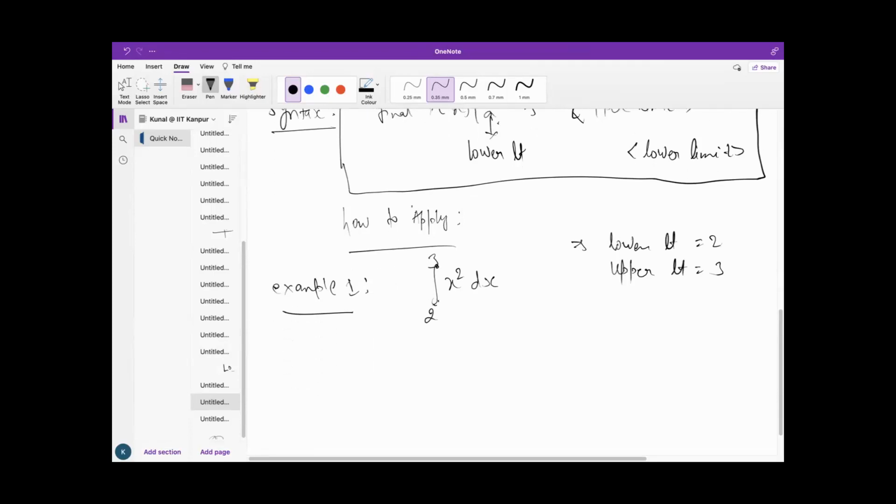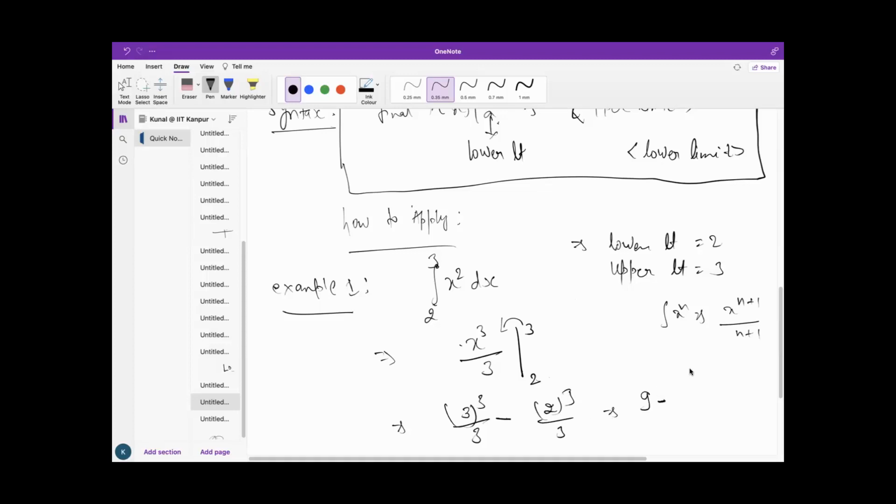So we know the integration of x square, it is of the form x to the power n. So its integration is x to the power n plus 1 by n plus 1. So we have to write x cube by 3 and we have to put the limits. The syntax is first we put the upper limit, so first insert this and minus this. So we write 3 whole cube by 3 minus 2 whole cube by 3. When we solve this, we get 9 minus 8 by 3, which is 19 by 3. So I hope you understand.